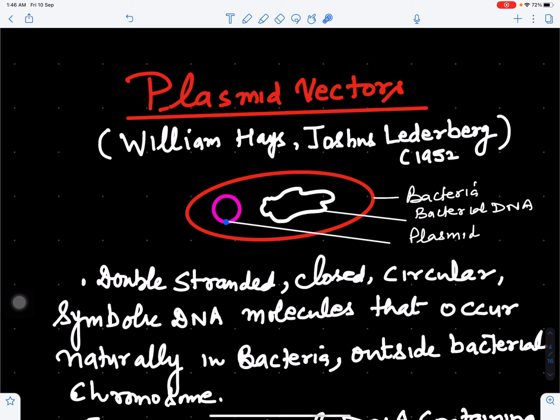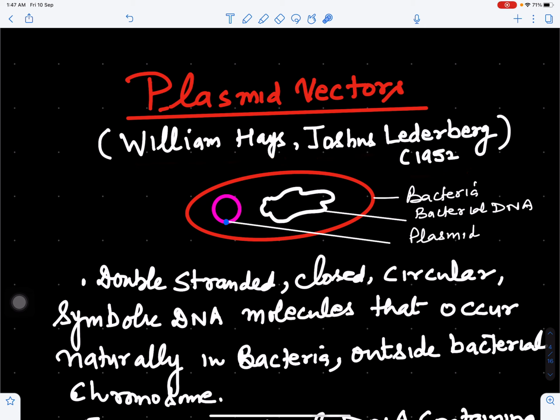This is the second video on recombinant DNA technology or genetic engineering. In this video, we will discuss plasmid vectors. Now, what are plasmids? These are extrachromosomal DNA present in the bacterial cell. This is the DNA of the bacteria and this is the plasmid. These plasmids were discovered by scientists William Hayes and Joseph Lederberg in 1952.